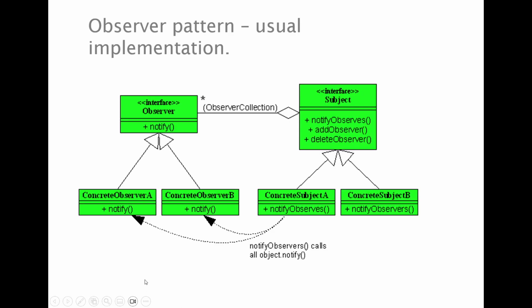Okay, so first off, let's take a look at the usual observer pattern. The usual implementation of the observer pattern is you have a subject and you have zero or more observers, and the subject knows the observers. And all the observers implement this interface. So whenever the subject feels the need to notify the observers, like for instance, if some value exceeds a threshold, it calls this notify method on all the observers.